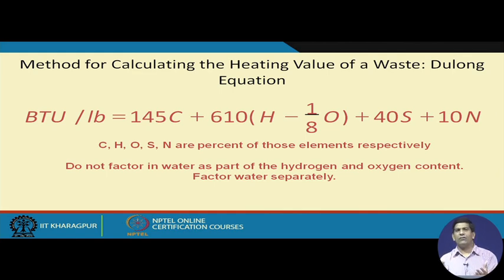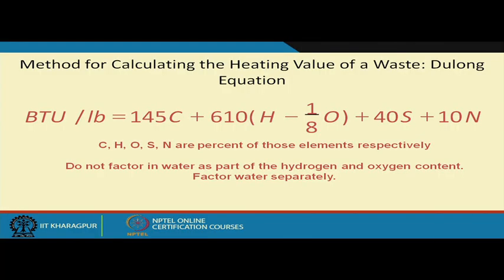One pound is around 453.6 grams. So we can always convert this to kilogram, and I'll show you that conversion as well. Don't worry about it. But since this original equation was developed using BTU and pound, that's why it has been produced in this particular unit. Usually we will use SI units. So here, in terms of BTU per pound, we have 145 times carbon, plus 610 times hydrogen minus 1/8 of oxygen, plus 40 times sulfur, plus 10 times nitrogen. So we need to know how much carbon, how much hydrogen, how much oxygen, how much sulfur, how much nitrogen. That gives us the heating value.